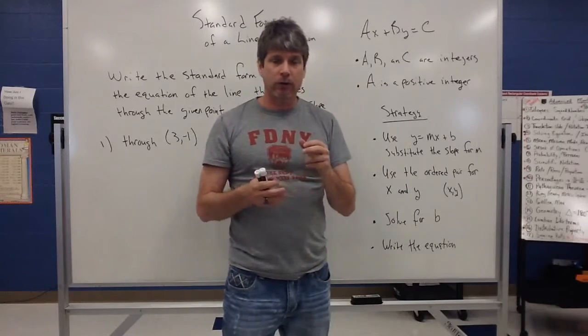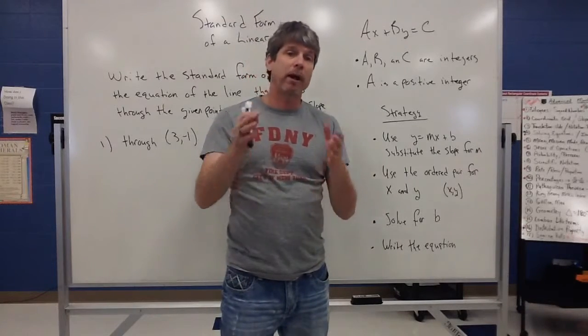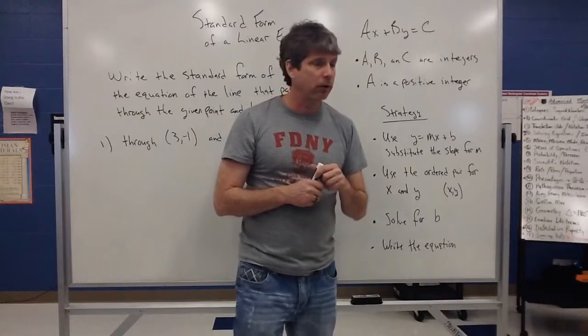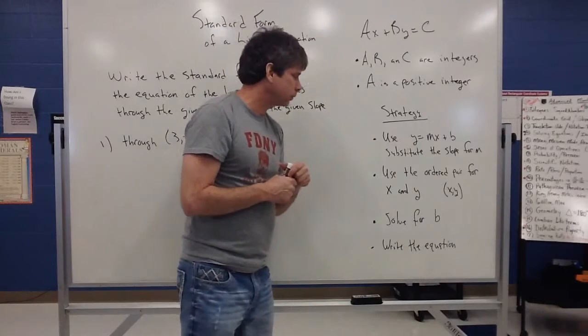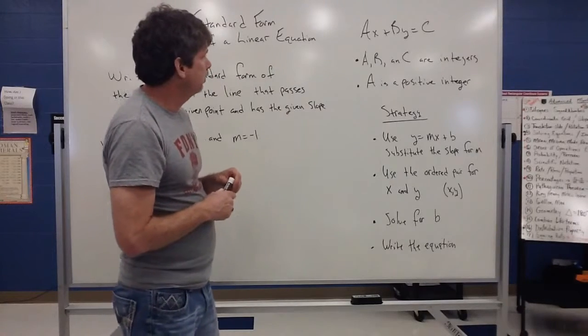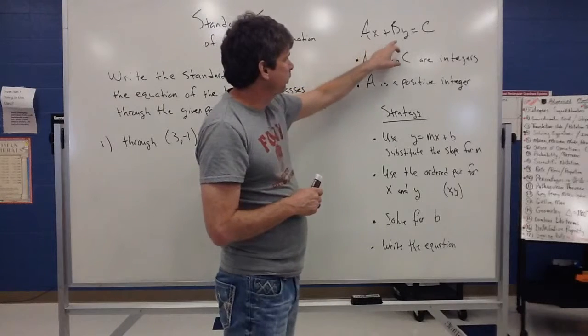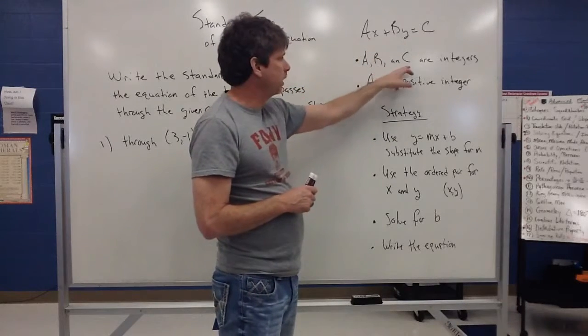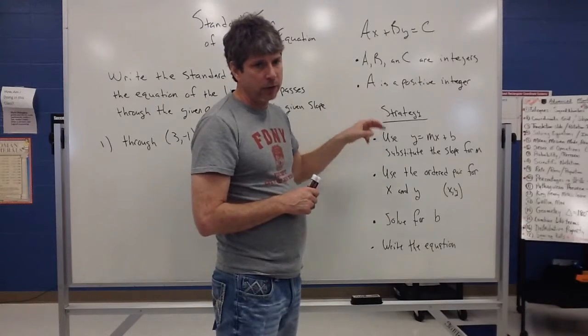They actually want us to put them in slope-intercept form and then make them go back into what we call standard form. So let's see what we can come up with. So standard form, we have ax plus by equals c. A, b, and c are going to be integers. Also, it's important to note that a is going to be a positive integer.